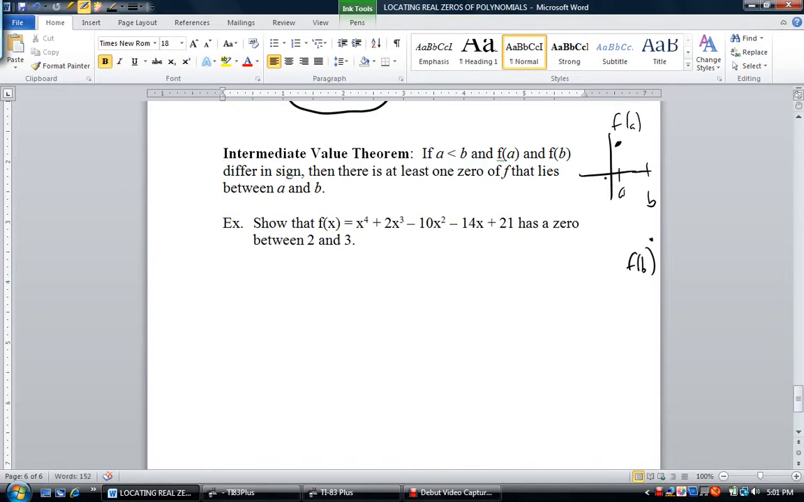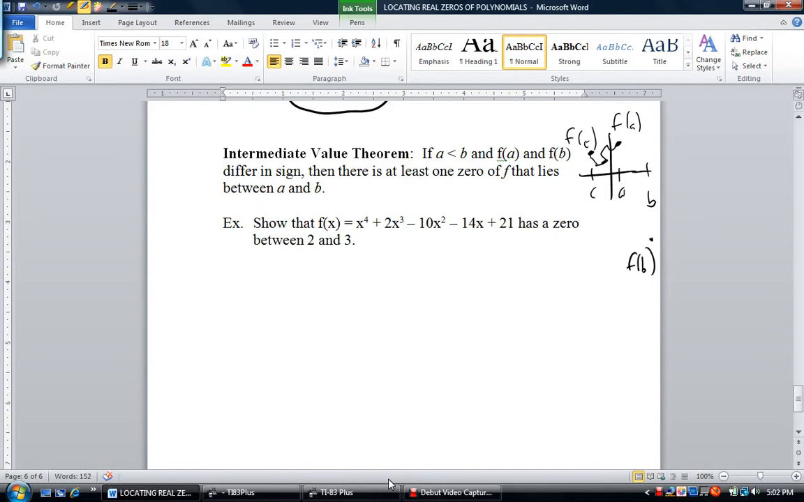Now, if we were to find, say, a c, and it turns out that f of c, the y value, is also positive, then from there to there it didn't go across the x-axis, no matter how it looks. It has to be a function, but you understand what I'm saying. It didn't go across it. So we don't know for sure if there's a 0 between those two. Nothing can guarantee that there is.